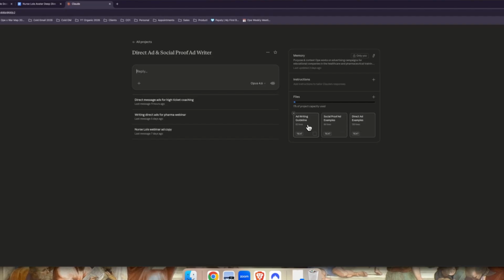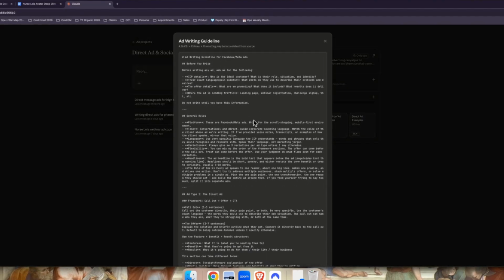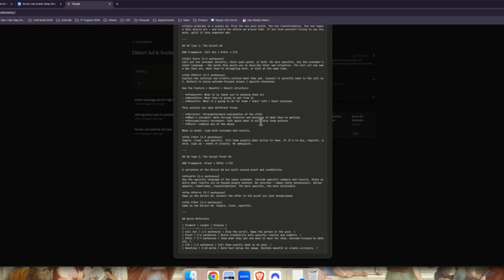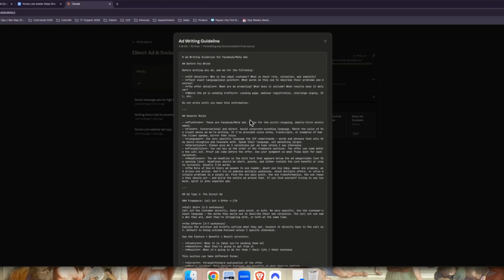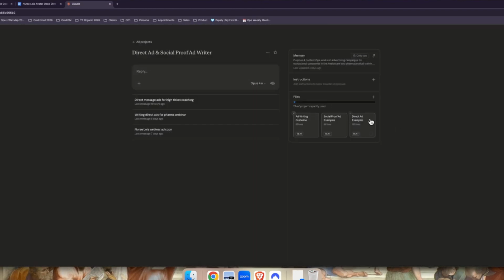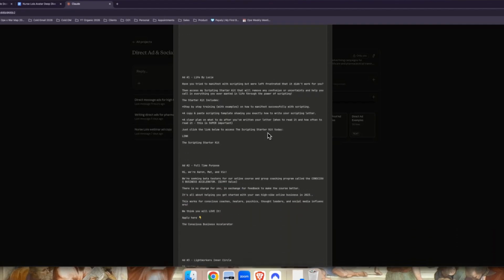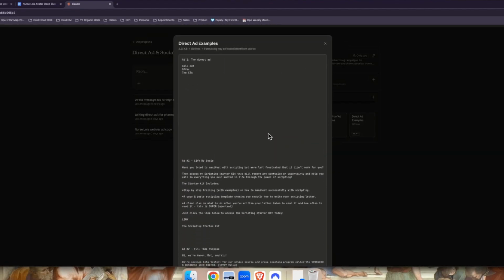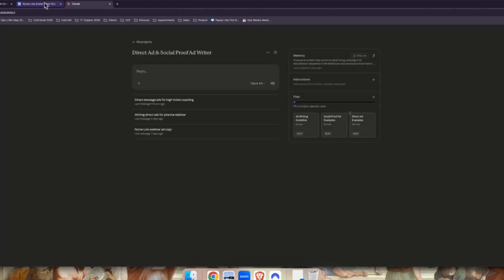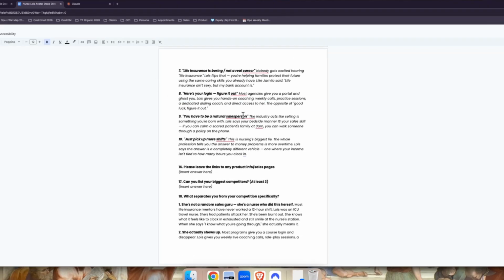Then I can now make some final tweaks or final adjustments to it. So if you come to the guideline here, this gives you an idea of how to write direct ads and how to write social proof ads. I like to refresh my memory on this and then look at the examples again, just so it's still fresh. And then I go into the avatar sheet and look for ideas.